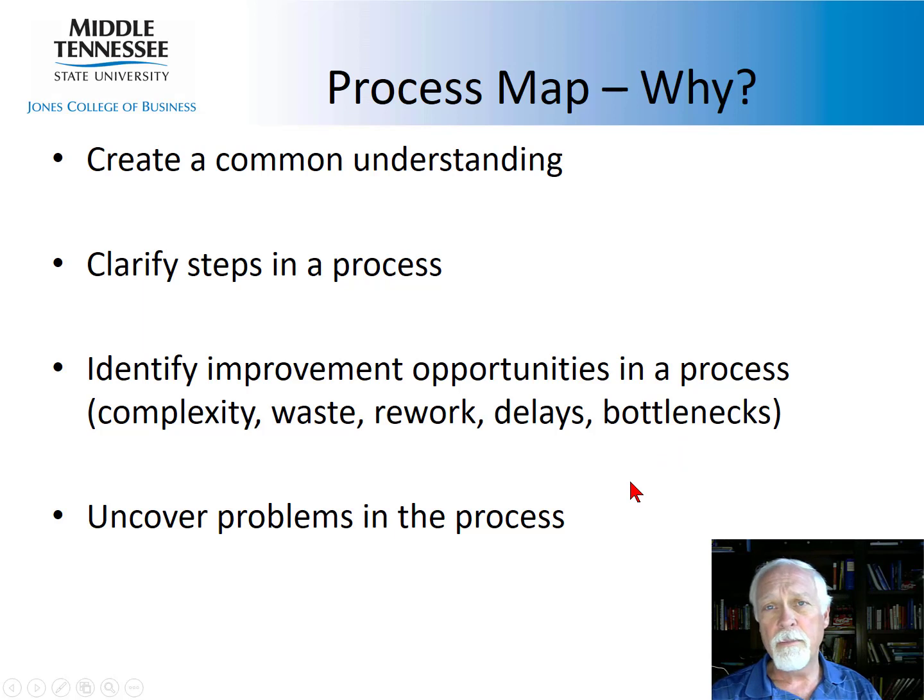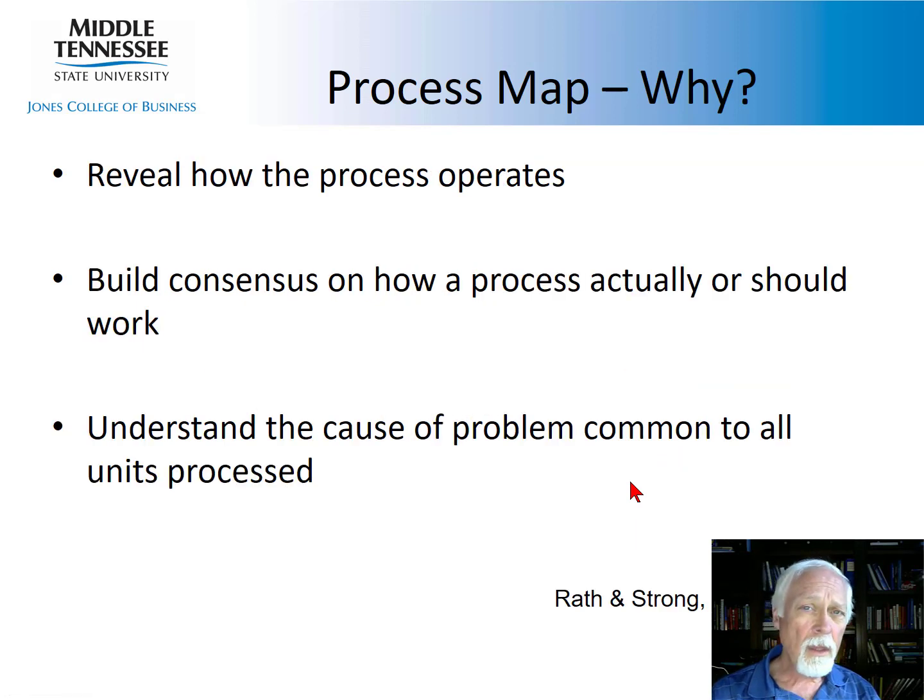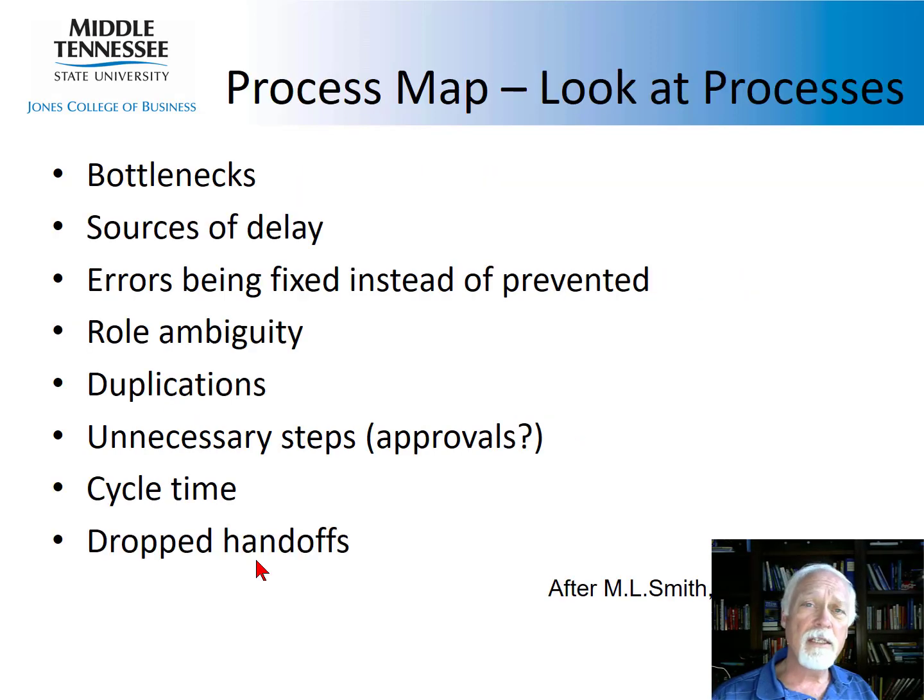You uncover problems in the process. You reveal how the process operates. You can build a consensus on how a process actually operates or how it should operate. And in processes, we can look at bottlenecks, sources of delays, errors being fixed instead of prevented, role ambiguity, especially in a swim lane chart. You say, well, who does this? And sometimes there's argument about who does it.